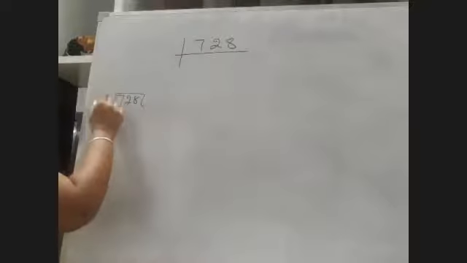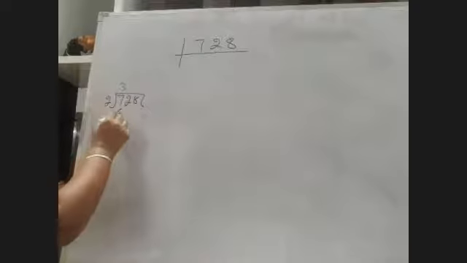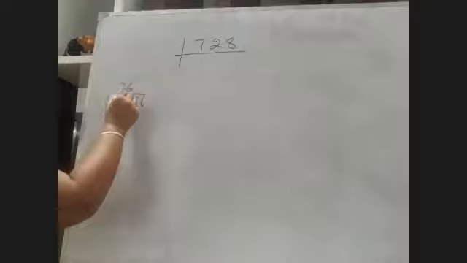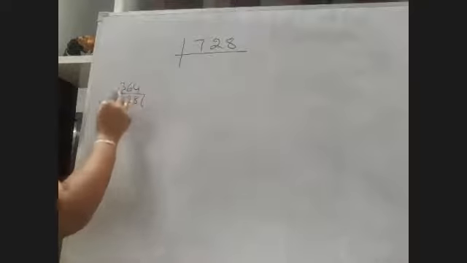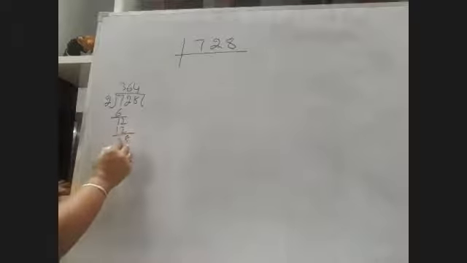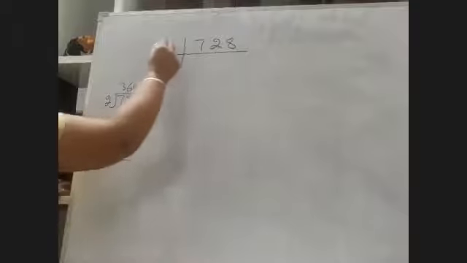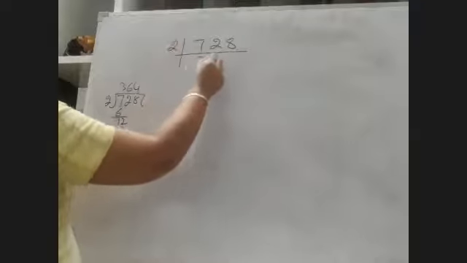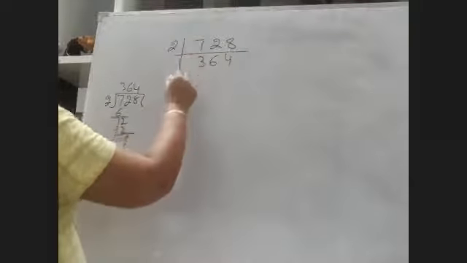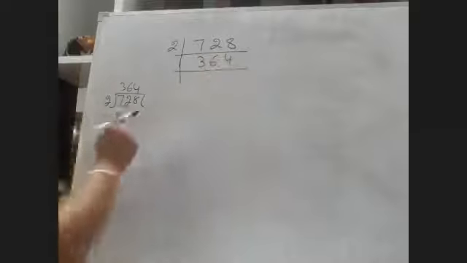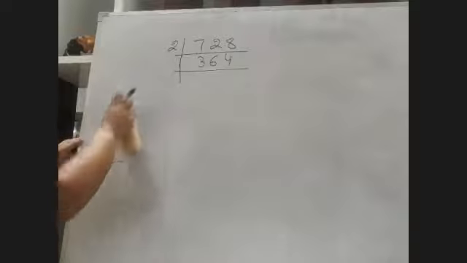728 divided by 2. 2 3s are 6. 1, 2. 6 2s are 12. So we get 364. Again, students, 364 is an even number. So once again, divide by 2.